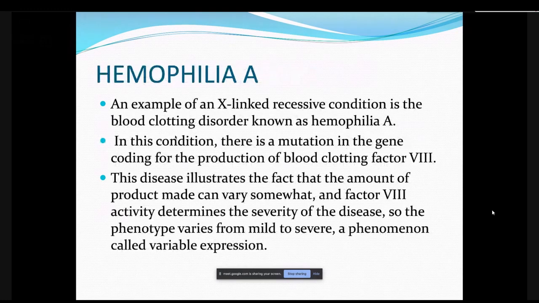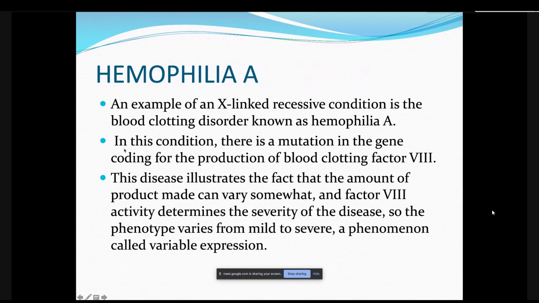Classical example of an X-linked recessive is hemophilia A. Hemophilia is a bleeding disorder. It's a blood clotting disorder. In this condition, there is a mutation in the gene coding for production of blood clotting factor 8.